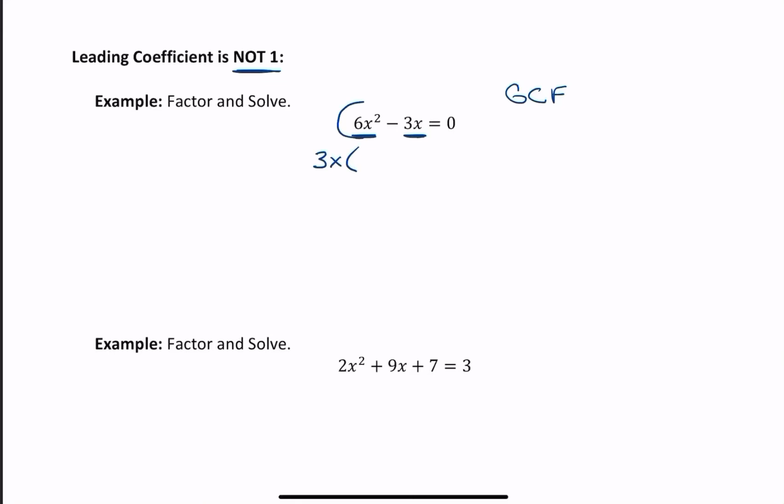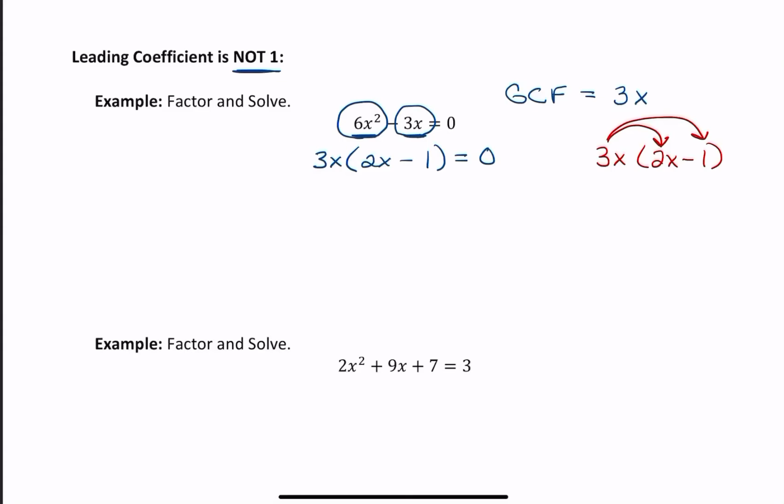And if I divide the first term by 3x, that'll give me 2x. And if I divide 3x by 3x, that'll give me 1. So here I don't even have to factor it. I've just pulled out the greatest common factor, which was 3x. And notice if you want to check that, if you distribute the 3x back in there, you get 6x squared minus 3x, which is what you originally started with. So now I've factored it.